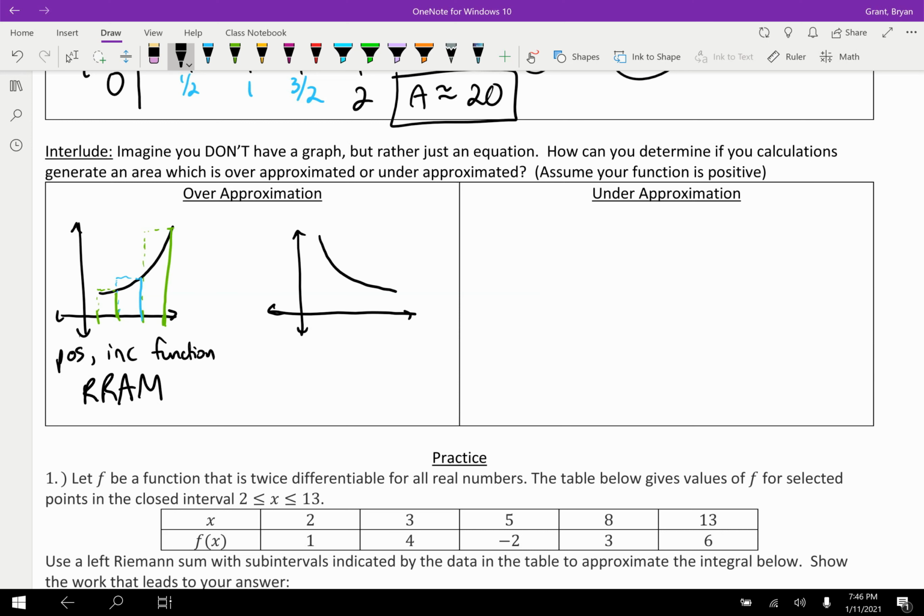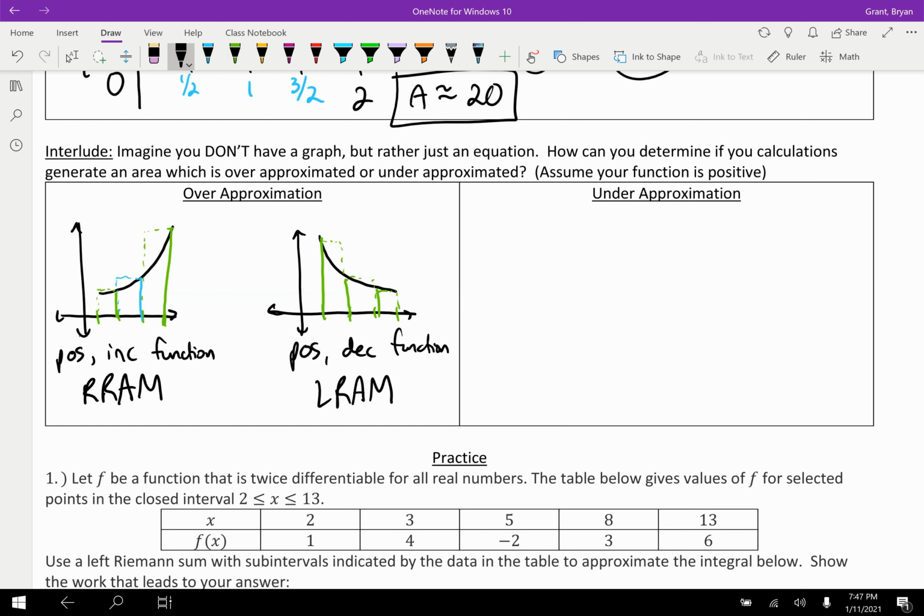However, if it's a decreasing function, and I did those same subintervals, something like this, to over approximate this one, take a look at this. Looks something like this. And seeing that, that is certainly going to over approximate as well. And so if you have a positive decreasing function, then a left rectangular approximation method will over approximate. Now you're like, whoa, do you remember that?